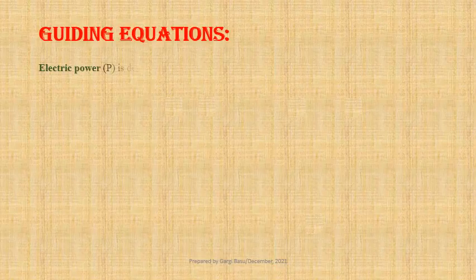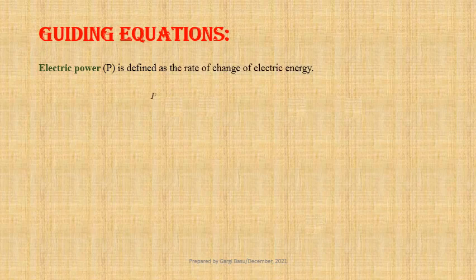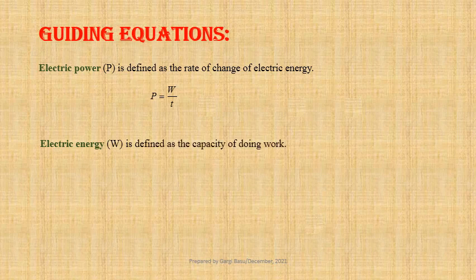Electric power is defined as the rate of change of electric energy, P equals W by T, where W is the electric energy. It is defined as the capacity of doing work. W equals P into T.